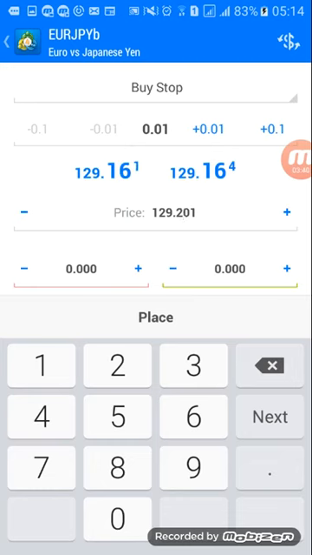Up there you see 0.01. That's your lot size. If you want to increase it, that's fine. You can place whatever lot size.